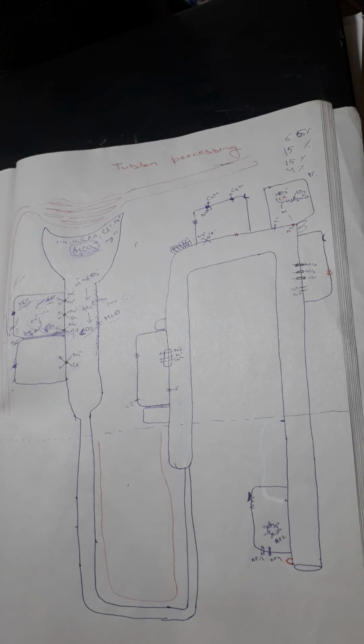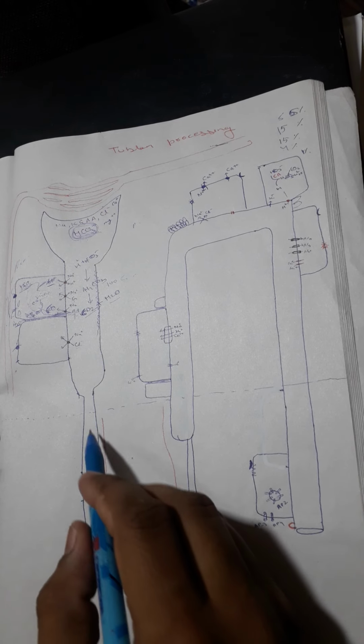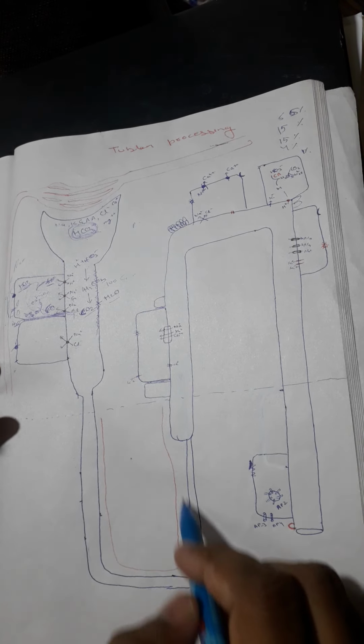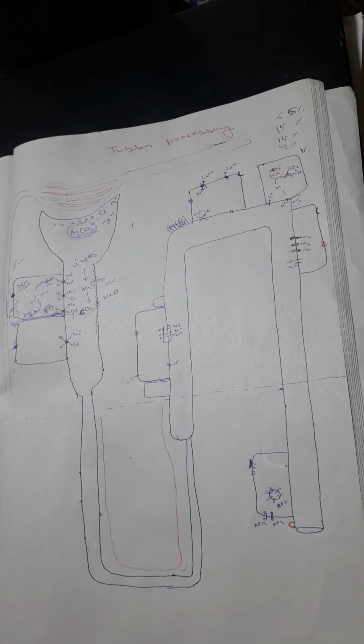PCT. And now come here and talk about the loop of Henle. This is the descending part of the loop of Henle, and this is the ascending part of the loop of Henle, and this is the DCT, and this is the collecting duct.